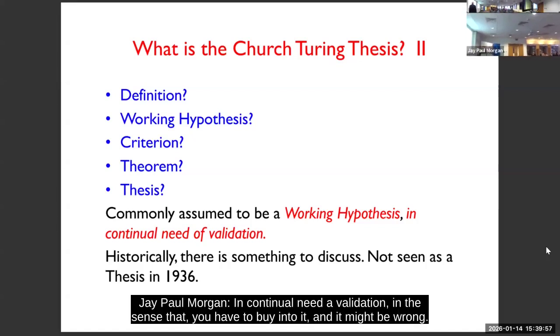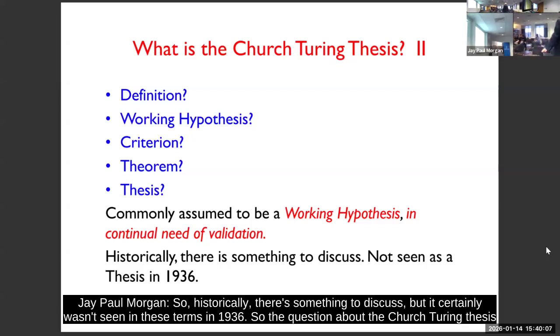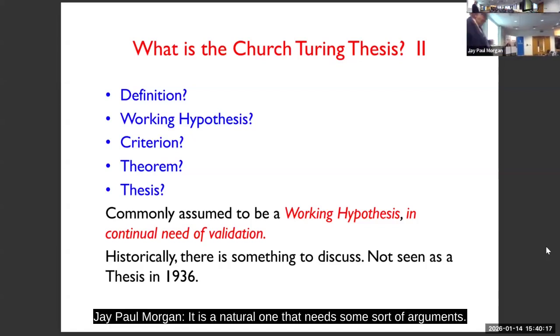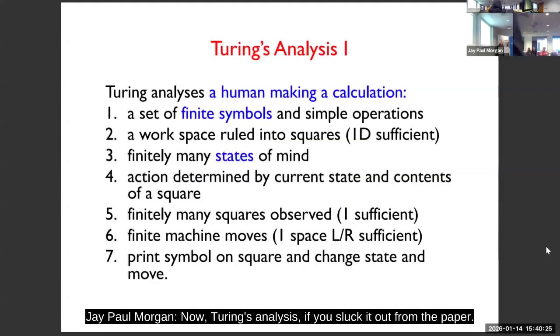It's commonly assumed as a working hypothesis in continual need of validation, in the sense that you have to buy into it and it might be wrong. So historically, there's something to discuss, but it certainly wasn't seen in these terms in 1936. So the question about the Church-Turing thesis is a natural one that needs some sort of arguments.